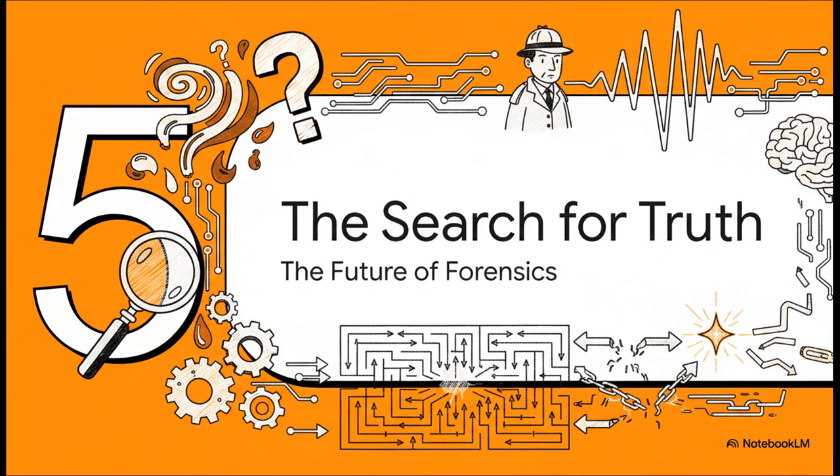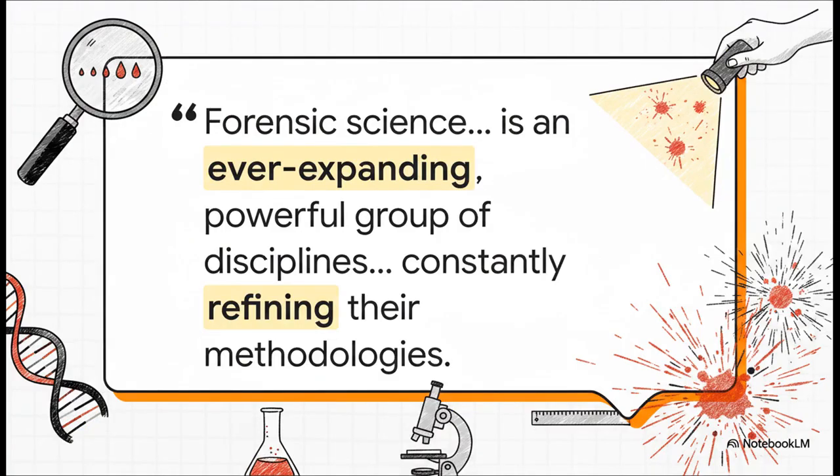So what's the big takeaway here? I think it's that the search for truth is this constantly evolving process, where science has to keep getting smarter to outwit the very nature of evidence itself. And this quote from the journal really says it all. Forensic science isn't static. It is always refining its methods, always pushing the boundaries of what we think is possible.